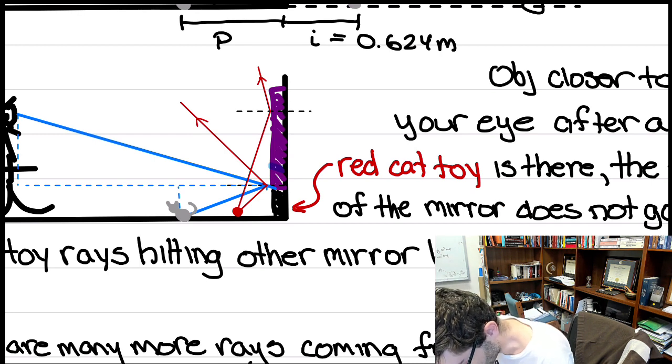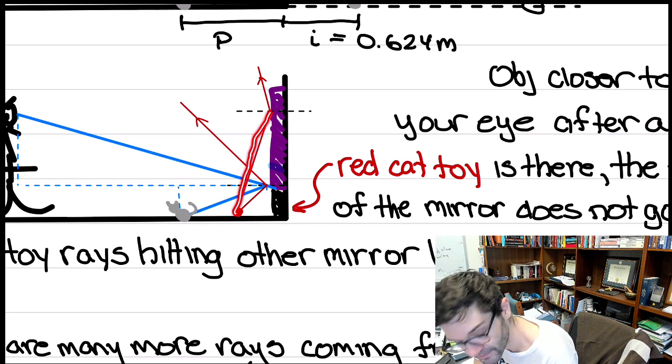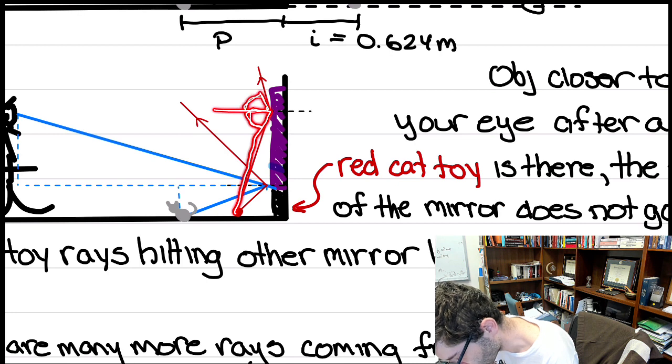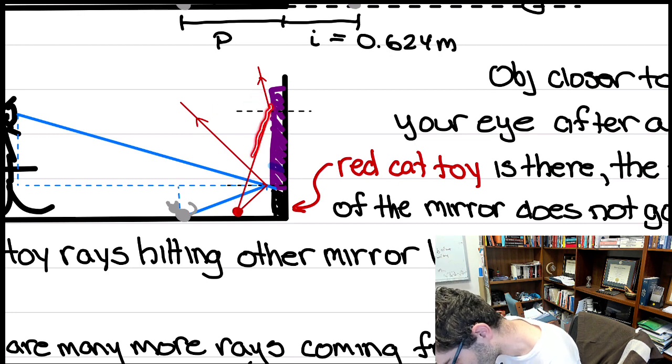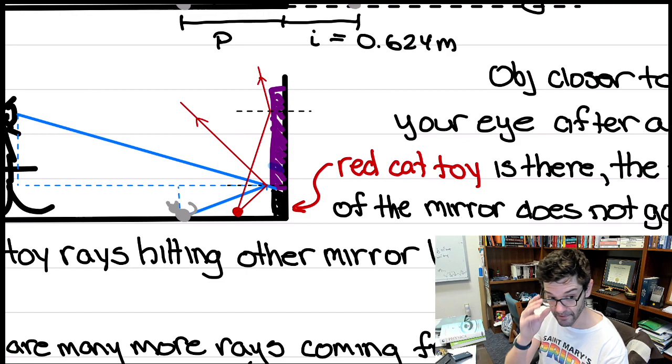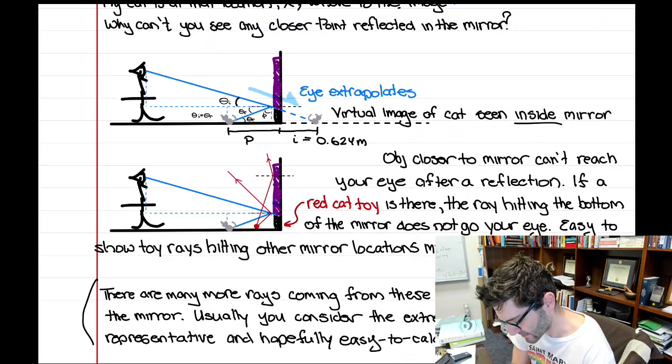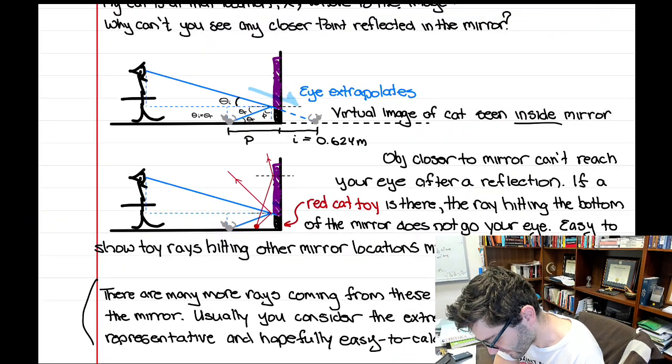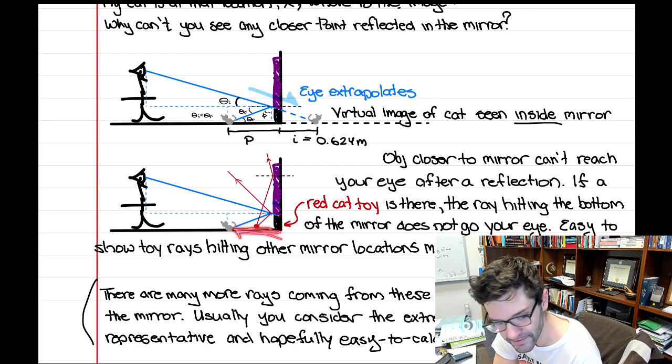And it's pretty easy to convince yourself that every other beam, so there's some light ray coming from the red ball that hits, say, this location of the mirror, but again, since this angle must match that angle, it bounces off the mirror and goes even farther away from your eye. So none of those beams are going to make it towards your eyeball, which is why we can't see anything in that region.